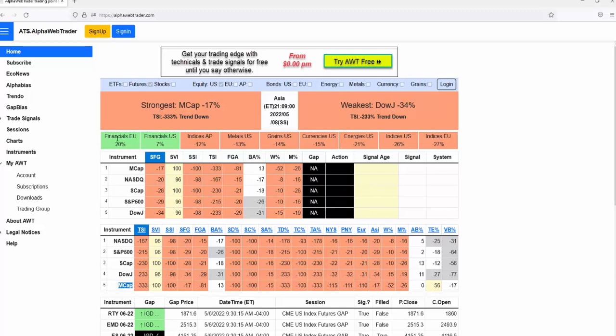This will also point out which markets are in positive territory. So we've got financials in the EU. Financials in the US are up. The indices are negative, metals, grains, and so on. The predominant session right now, we're in the Asian session. All right, so that's displayed here.